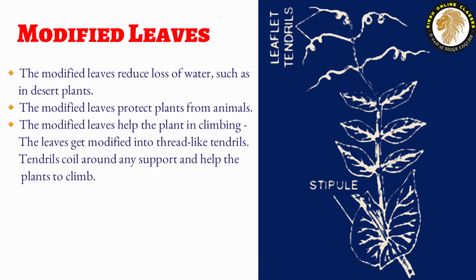First, the modified leaves reduce loss of water, such as in desert plants. Next, the modified leaves protect plants from animals. Next, the modified leaves help the plant in climbing. The leaves get modified into thread-like tendrils. Tendrils coil around any support and help the plant to climb. So, these are the functions of modified leaves.